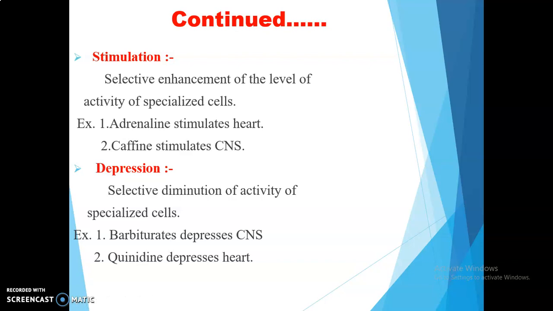Depression. On the other hand, depression means inhibition, that is diminution or decrease in the activity of a particular group of cells. Barbiturates, for example phenobarbital, depress the CNS and are used as hypnotic sedatives, whereas quinidine is a cardiac depressant.